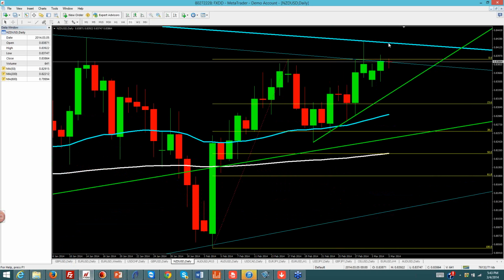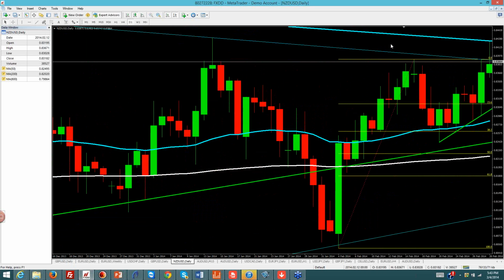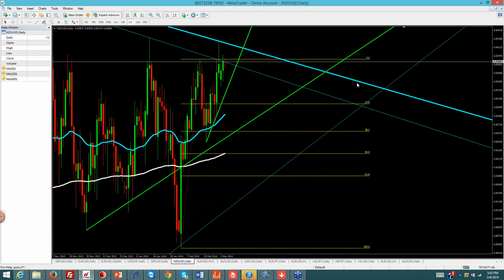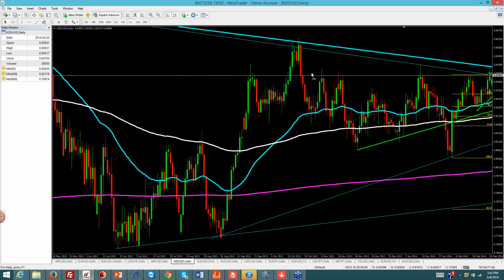What we are looking for, if you get price to 84.20 or in that zone, 84.10 to 84.20, it's a good place to take a sell. This is a very strong trend line that we're looking at here on this New Zealand dollar, that resistance trend line that I've just drawn there.